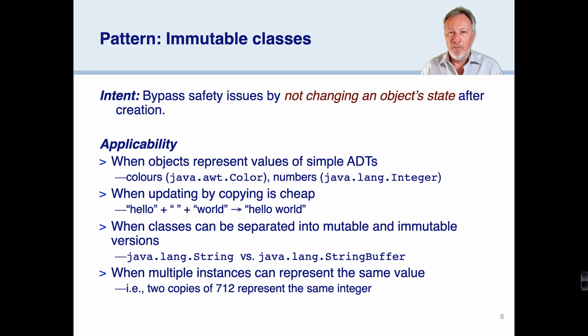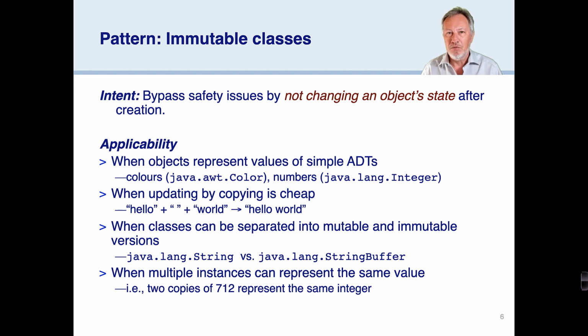So the whole problem of safety is making sure that an object doesn't get into an inconsistent state. Well, a trivial way of solving this problem is simply making sure that the object does not change state. This seems like a non-solution, but in fact there are many interesting situations where if you rethink a problem, you can actually ensure safety in a very nice way by making your classes immutable. So the intent is to bypass all these safety issues by not changing an object's state after its creation.